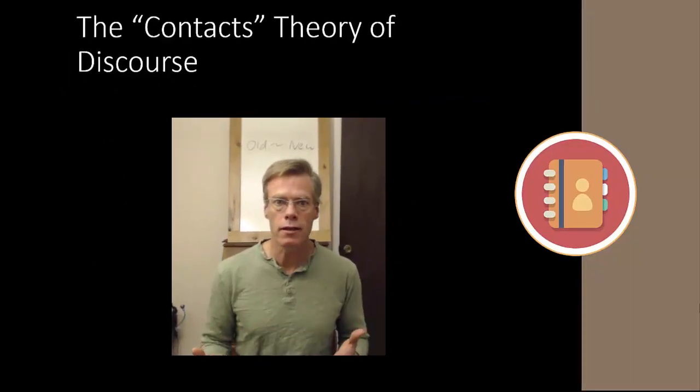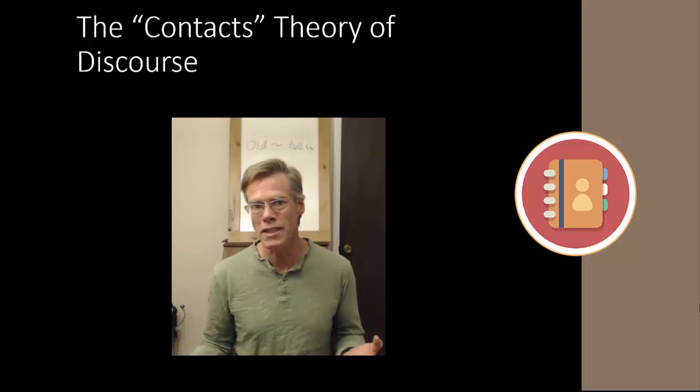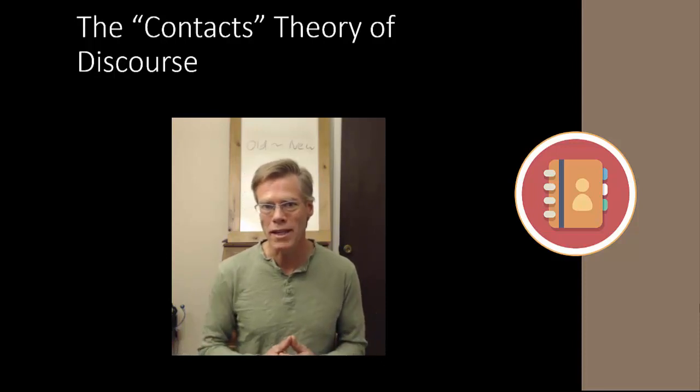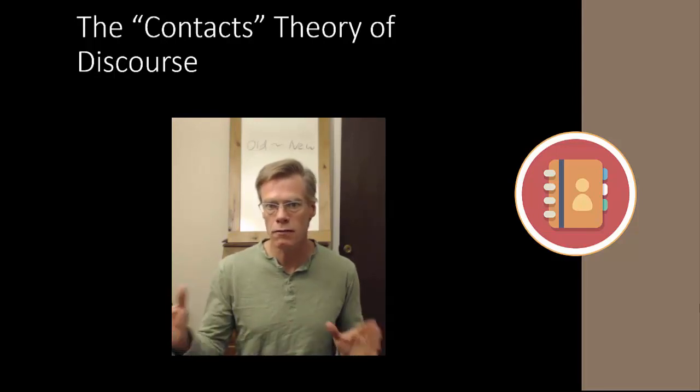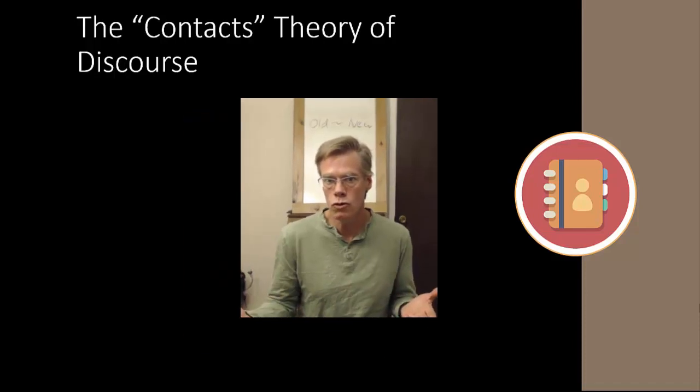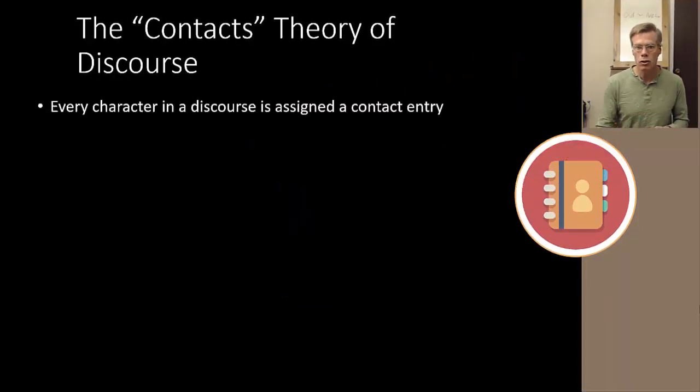Now, the theory that we're going to be invoking here, we can call the contacts theory of discourse. It used to be called the Rolodex theory, but nobody uses Rolodexes anymore. So think about this the way that you think of the contacts in your phone. So you've got a list of contacts for everybody who you know. Similarly, in a discourse, every character in that discourse is assigned a contact entry.